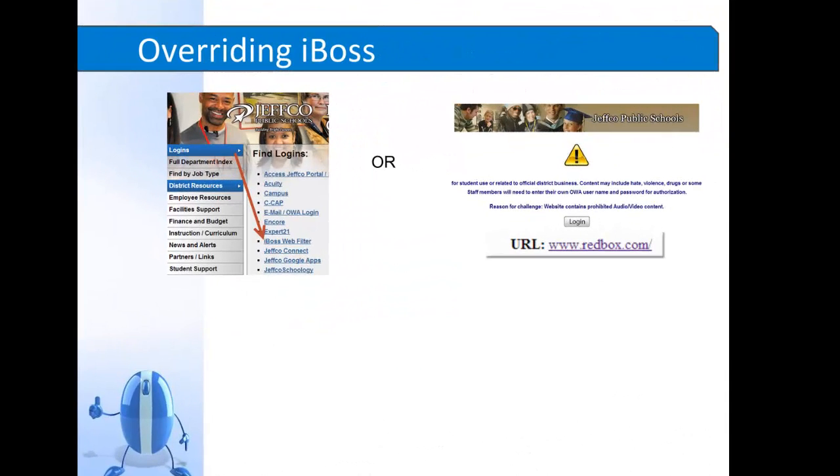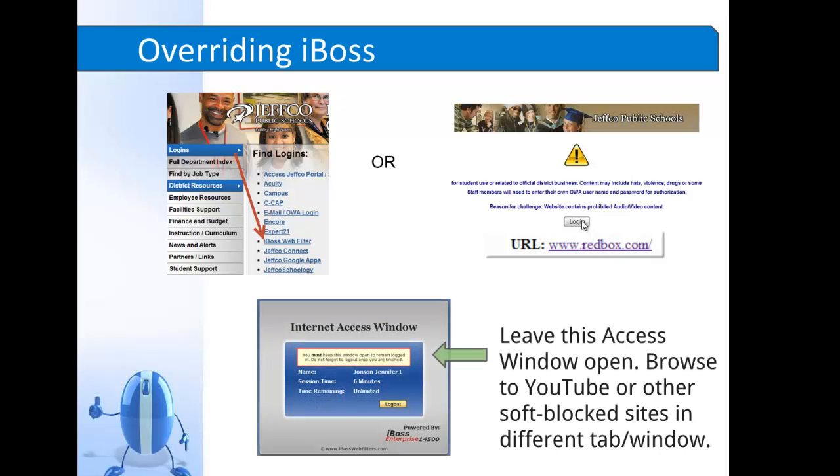So I talked about the different ways for overriding iBoss. You can do that from Employee Connections. Again, a common one that many teachers use is simply to go to redbox.com and use the login option there. Once you log in, you'll get a window that says Internet Access Window. It says who you are and how many times you have the filter bypass. We'll just kind of tick away here.